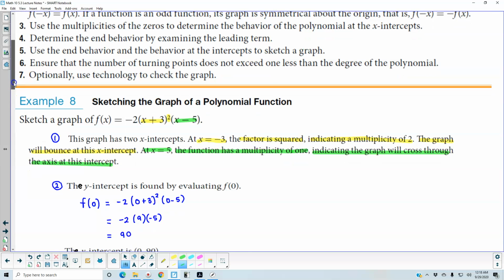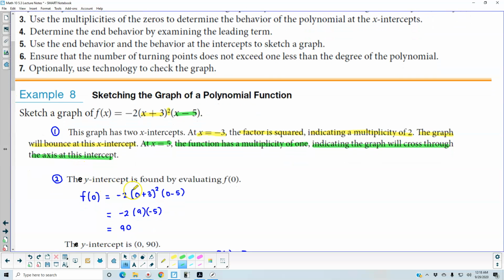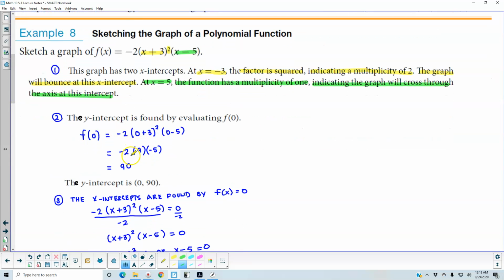So the next step is we need to find the y-intercept. The y-intercept is found by evaluating f of 0. f of 0 is going to equal negative 2 times 0 plus 3 squared times 0 minus 5. So we get negative 2 times 9 times negative 5, which gives us 90. So the y-intercept is located at (0, 90). We're going to want to plot that on our graph.